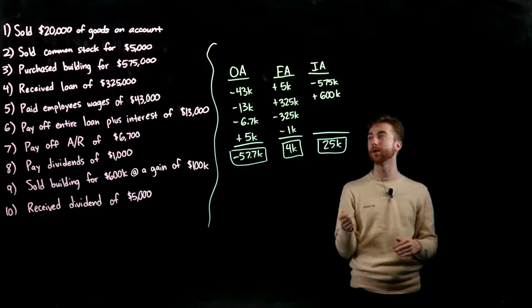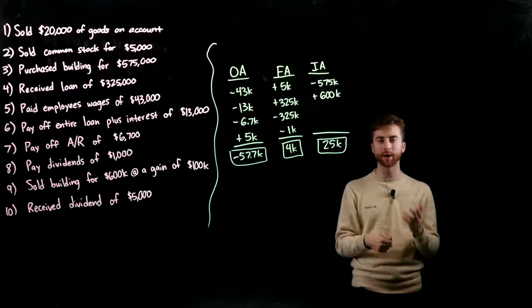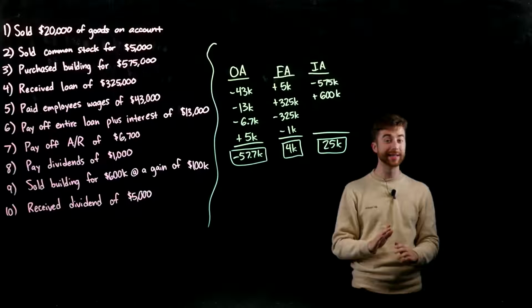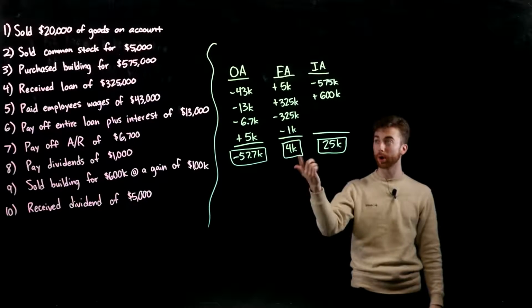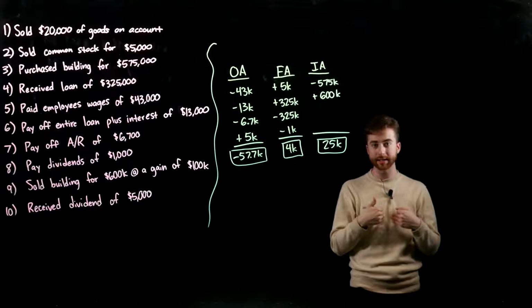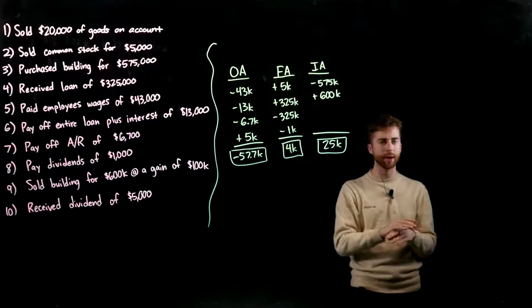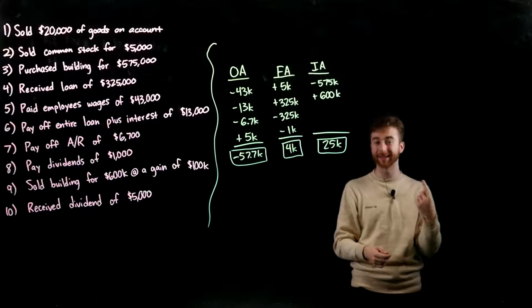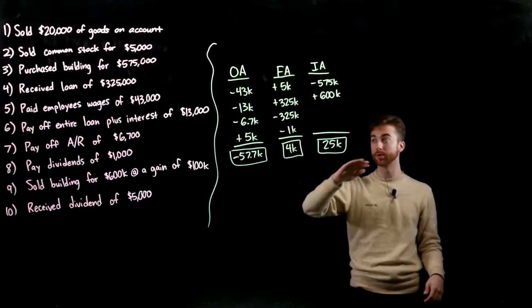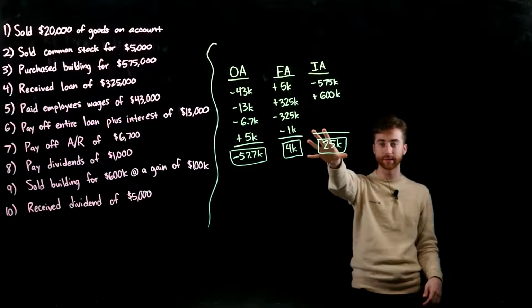Starting off, we sell 20,000 of goods on account. Well, what did we say in the very beginning of the video? Unless it involves cold, hard cash, it is not a cash activity. So although I recognize revenue right there, I sell my goods on account. I recognize a receivable, they recognize a payable, no cash was involved. So until I collect some of that receivable in cash, nothing happens for number one. So number one has no impact on any of these three activities.